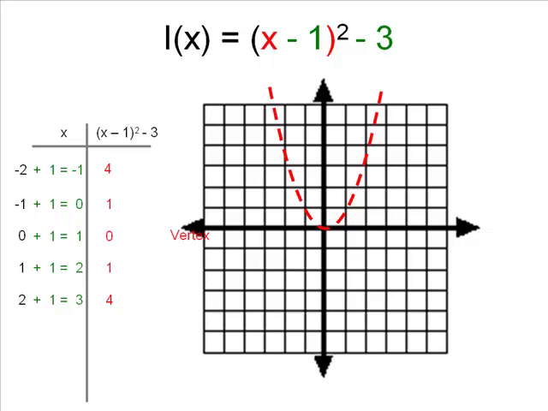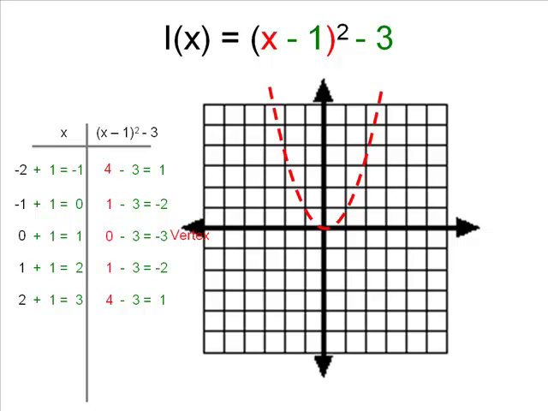Now, with our squared terms, remember we're going to subtract 3 from each of these. So 4 minus 3 is equal to 1. 1 minus 3 is equal to -2. 0 minus 3 is equal to -3. 1 minus 3 is equal to -2. And 4 minus 3 is equal to 1.